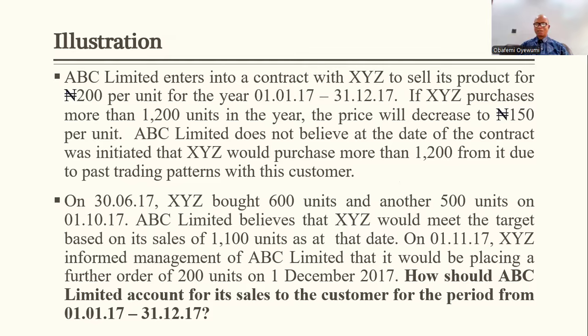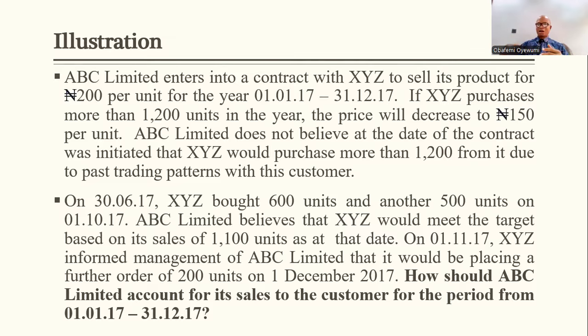ABC now believes that XYZ could meet the target based on its sales of 1,100 units in the kitty already as at that date. On 1st November 2017, XYZ informed management of ABC that it will be placing a further order of 200 units in December 2017. How should ABC Limited account for its sales to the customer for the year 2017? You can look at the different scenarios there.